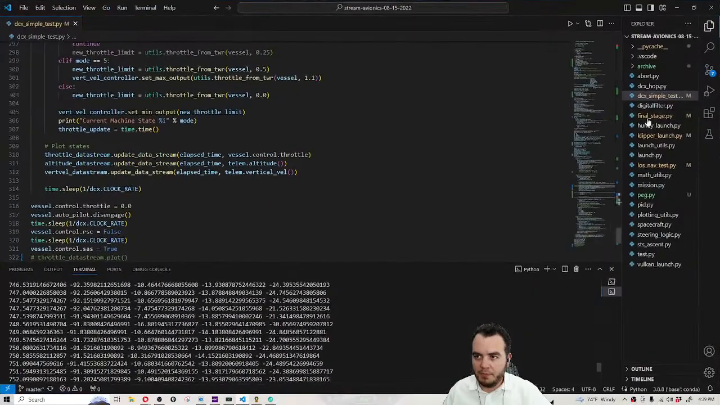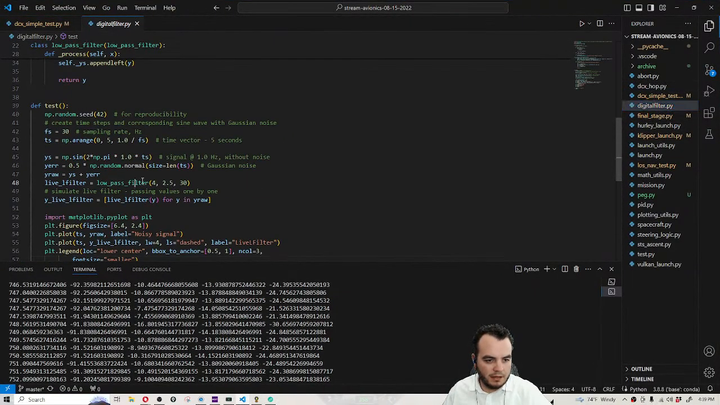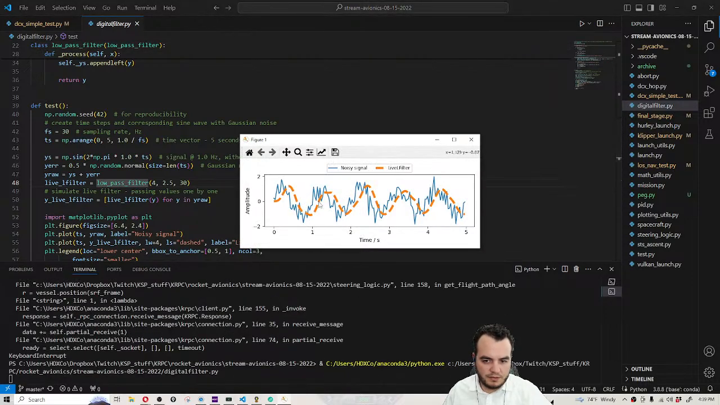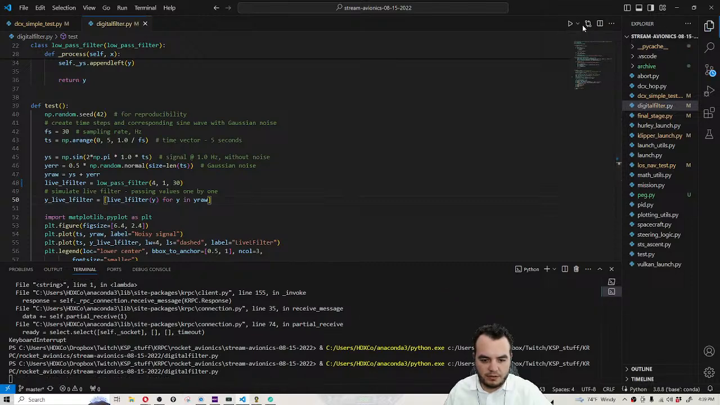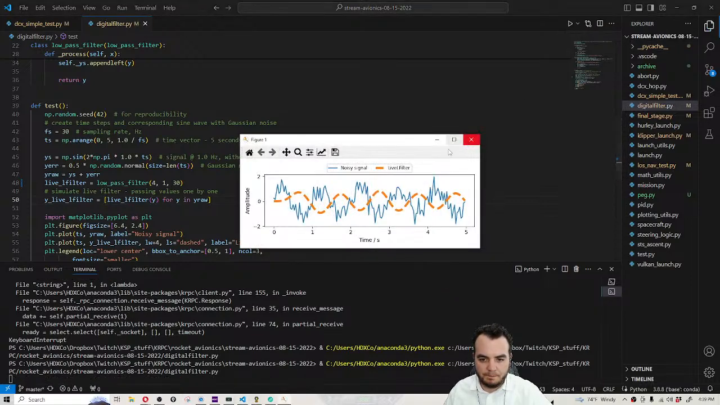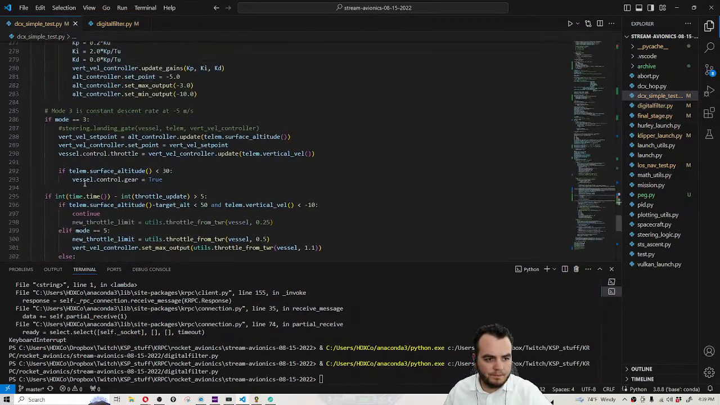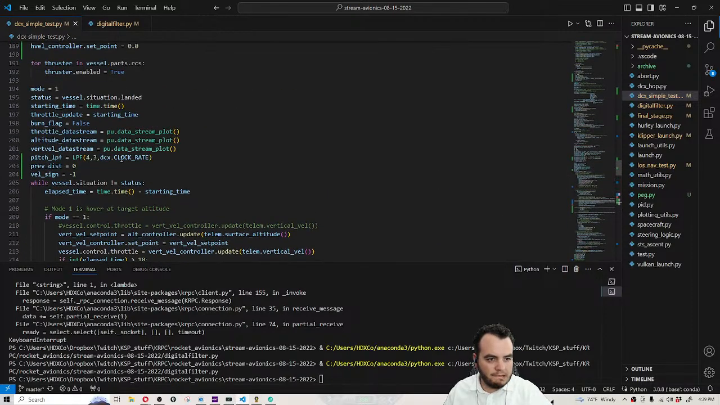Which, if we go back to our digital filter.py, if we use this, that's what that looks like. But then if I do, say 1, does that make it faster or slower? Slower, okay. So yeah, the slower, we can probably do 2 here on the low pass filter. And that should bring it in pretty well.